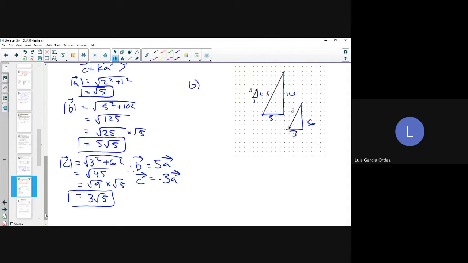So using the information, I know that the magnitude of A is equal to root 5, which means that the unit vector A is equal to 1 over the magnitude of vector A times vector A. So this gives me 1 over root 5 times the vector A, which means vector A, if we were to arrange it, is equal to root 5 times the unit vector A.